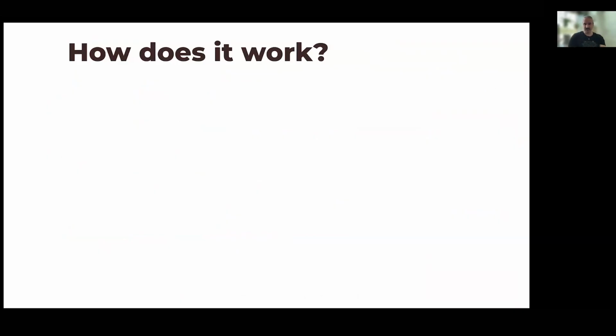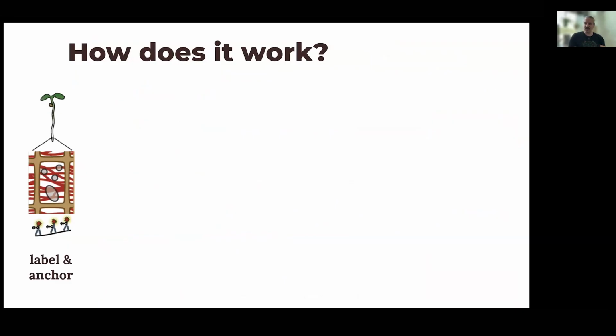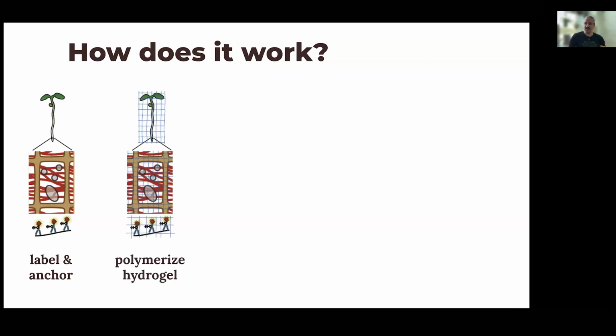So, how does it work then? How do we apply this technology? It starts with a plant root. In our case, we focused on the root of Arabidopsis. We label the proteins we are interested in, and then we anchor those proteins, which means we attach a covalent bond to the proteins that will serve as an anchor for the gel polymer. And then indeed, the next step is we form a hydrogel polymer that covalently interacts with those anchors and retains the labels that we put in.